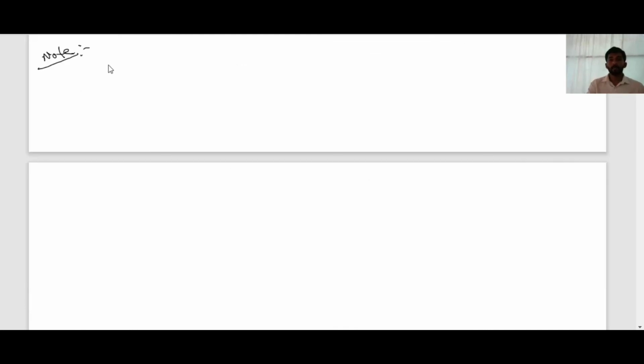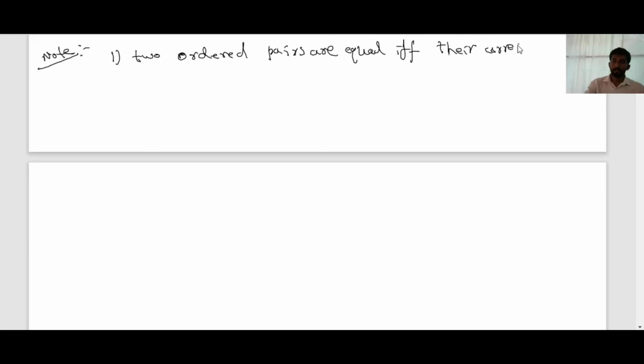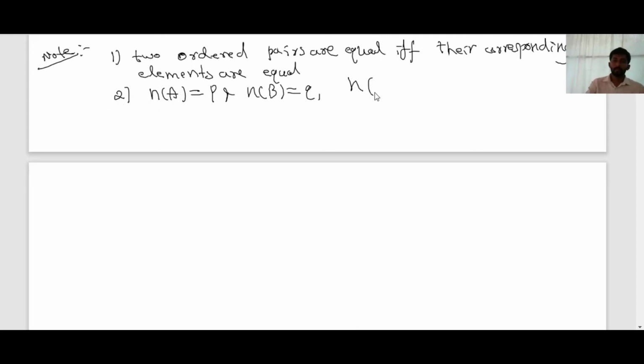Okay, so from the above concepts, first one is two ordered pairs are equal if and only if their corresponding elements are equal. Okay, this is the first note. What's our second observation? Second observation is if n of A is equal to p, n of B is equal to q, then n of A cross B is equal to pq. We verified this result in the above example, right? n of A is equal to 3, n of B is equal to 2, n of A cross B is equal to 6. So this is the second observation.